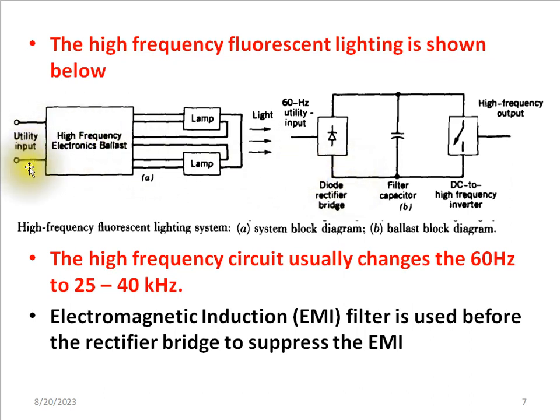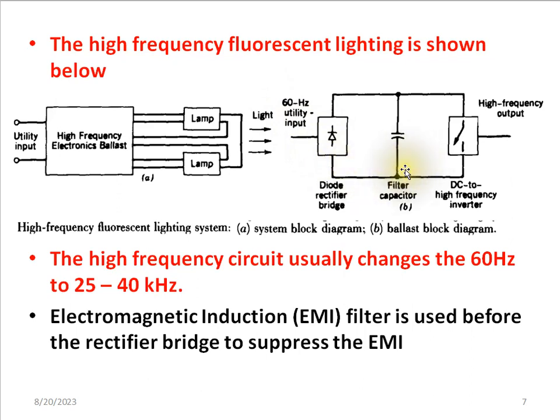And how do we generate this high frequency? Simply by this simple block or circuit diagram. What we do is we take our input from the utility, which is at 50 or 60 Hz. We use a rectifier diode to change it into DC.